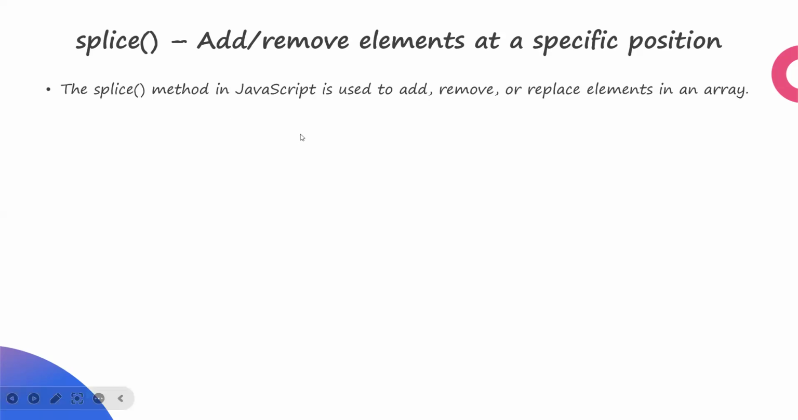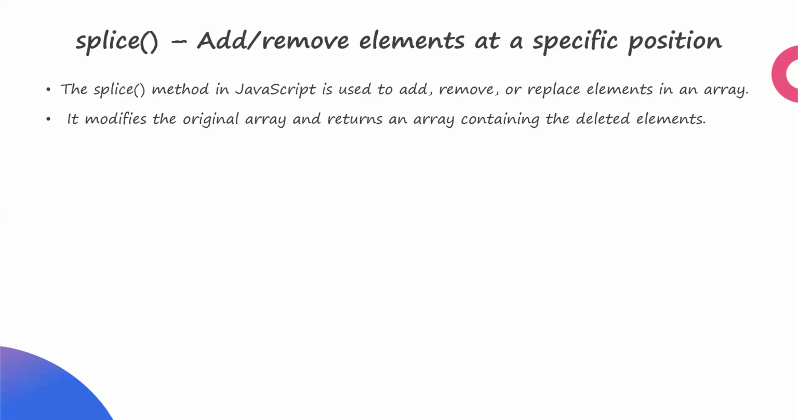So the splice method in JavaScript is used to add, remove, or replace elements in an array. You can use it to add, to remove, to replace, especially at a particular position, a specific position. You cannot do this with push, pop, shift, unshift. So that is why you need to learn how to use the splice method. Now, the splice method modifies the original array and returns an array containing the deleted elements. So if you removed or replaced, it will return the deleted elements. We are going to see everything in practical.